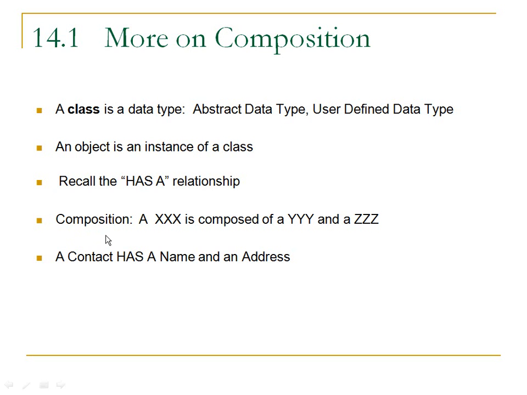Composition, the concept of composition, is the has-a relationship. So an X is composed of a Y and a Z and something else, as many of those as you want. So a contact has a name and an email address and an address and a telephone number. So this is the concept of composition and the has-a relationship.